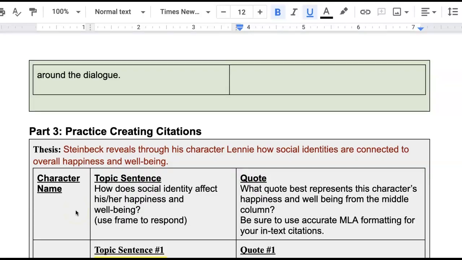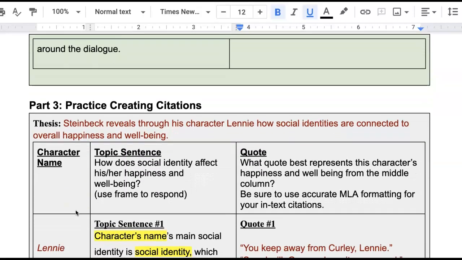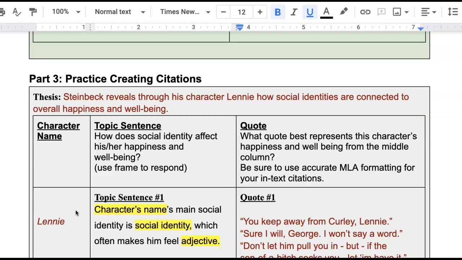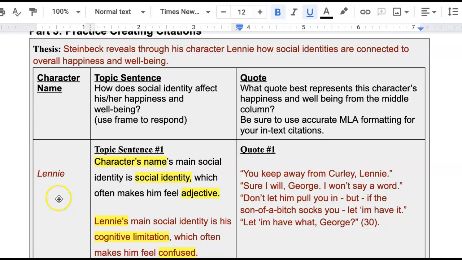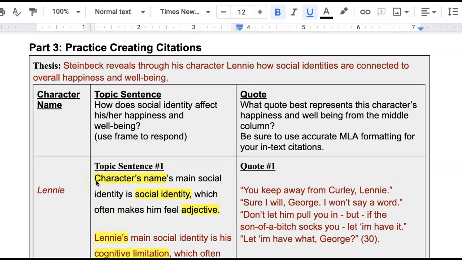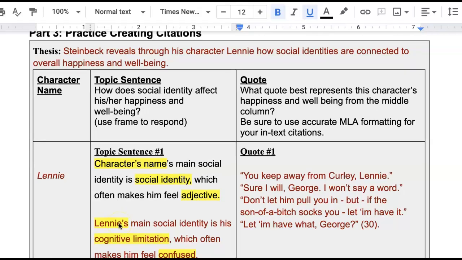Okay, so now we're going to go ahead and look at some quotes and try to make them look accurate for the MLA citing format. You will eventually be doing this with your own citations for your essay. So here's an example of an essay graphic organizer using Lenny as the example. And you'll see something similar on your next mastery check, where you put your character name here, complete a topic sentence here, and then give a quote that supports the topic sentence.